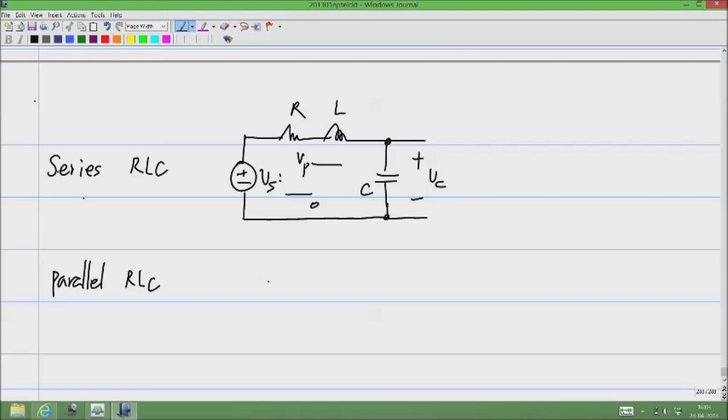So, these are complex parts. And I will take out the real part. This is what the natural response looks like.